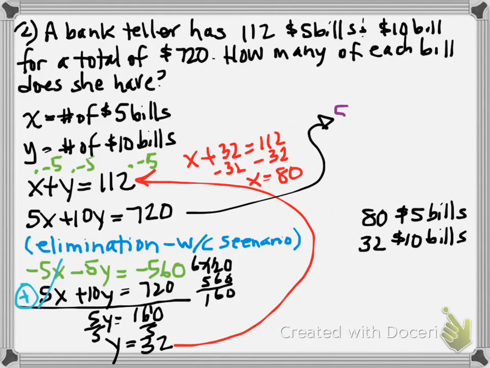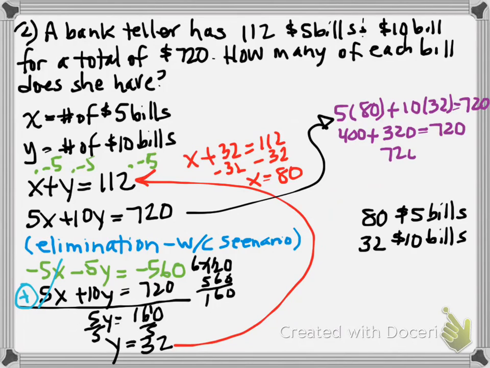And let's see, is 5 times 80 plus 10 times 32 equal to 720? Well, 5 times 80 is 400. And 10 times 32 is 320. 400 plus 320 is 720. So that means I've done the math right, and that says those would have to be the correct answers.